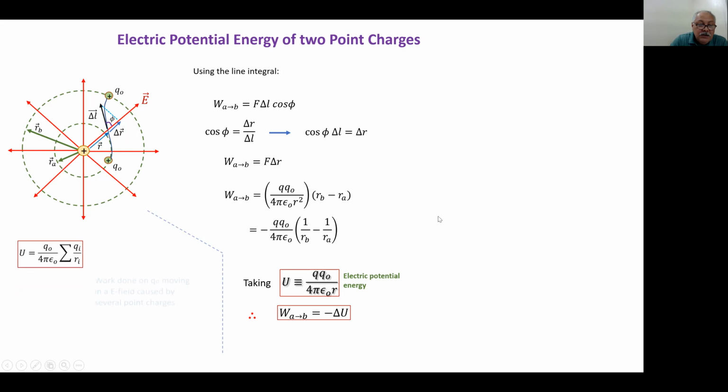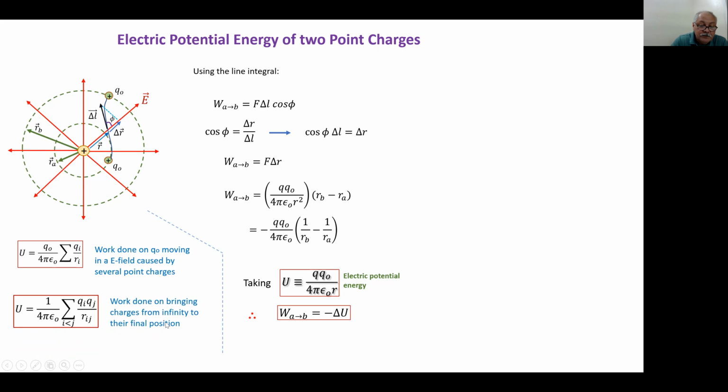And look, when we're using more charges, not only one charge, the electric potential energy is equal to this product times the sum of Q sub i over R sub i. That's the work done on Q naught moving in a field caused by several point charges. Right here we have only one, but with five or six charges we are doing the same process, moving the charge from here to here. Now we have to take into account the rest of the charges. We have examples later.